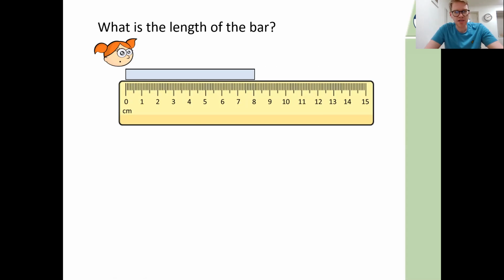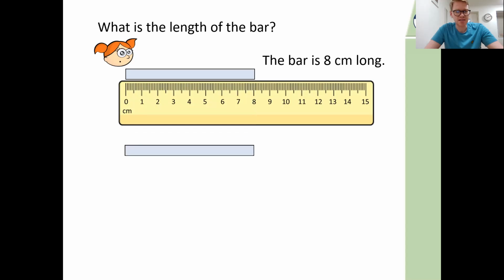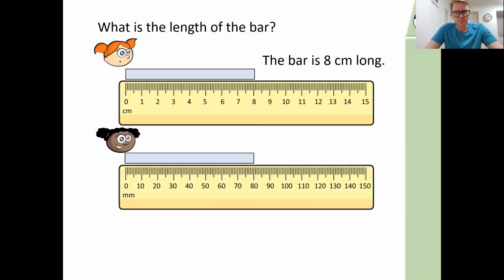So what's the length of this bar? We've got really good at reading the lengths of things. This is 8 centimeters long. Now let's have a look at that with a slightly different scale. Let's put up some millimeters as well. And hopefully when we compare between these two rulers with the two different scales, you can see that for each 1 centimeter, it's 10 millimeters. So 1 centimeter, 10 millimeters, 2 centimeters, 20, 3 centimeters, 30 millimeters, and so on. So the bar in this case is 80 millimeters long.